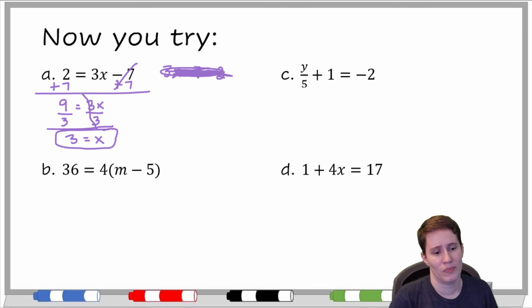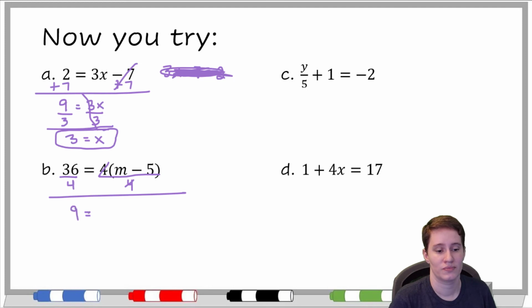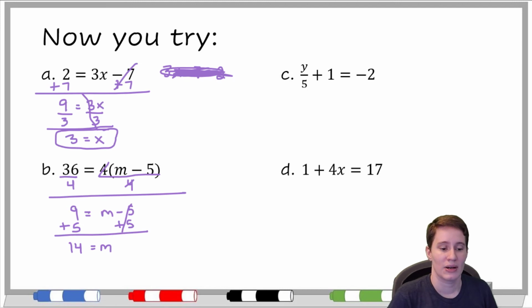Okay, anyway, B down here, so this has parentheses. You're welcome to distribute and try to do it that way. Or if we say, okay, well, 36 divided by 4 is a nice number, we could just divide both sides by 4. So that cancels these 4's out. 36 divided by 4 is 9. And then we write m minus 5. And now I'm going to get rid of the minus 5 by adding 5 to both sides. So 14 equals m is my answer.